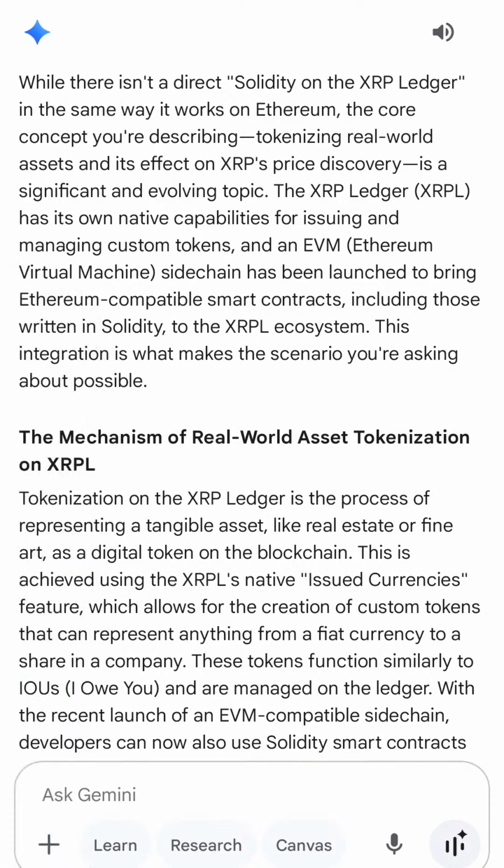So the mechanism of real world asset tokenization on the XRPL. Tokenization on the XRPL is the process of representing a tangible asset like real estate or fine art as a digital token on a blockchain. This is achieved using the XRPL's native issued currencies feature, which allows the creation of custom tokens that can represent anything from a fiat currency to a share in a company. These tokens function similarly to IOUs and are managed on the ledger.